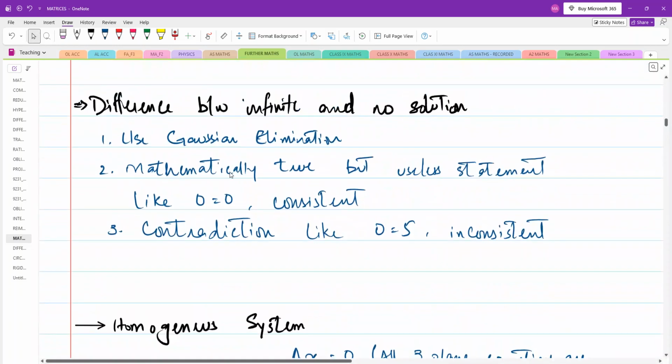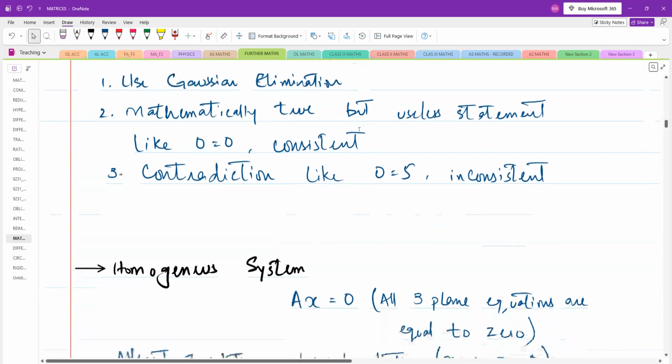Number one, use Gaussian elimination. Now, what Gaussian elimination is, is something that we will be going over. So even if you don't understand what Gaussian elimination is, don't have to worry. We will be going over this. So first of all, use Gaussian elimination, and assume that you know what Gaussian elimination is and that you have used it.